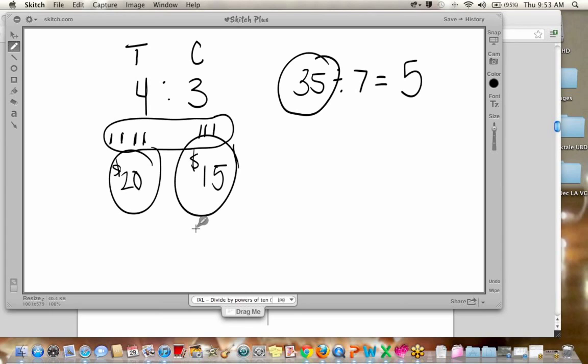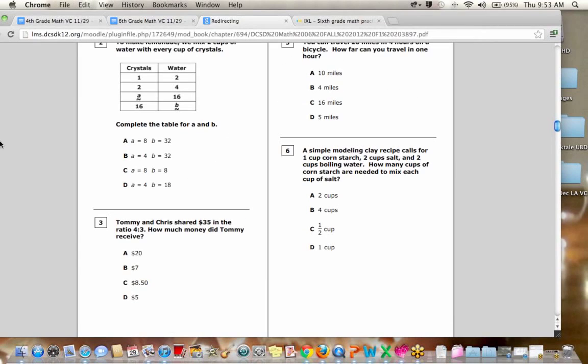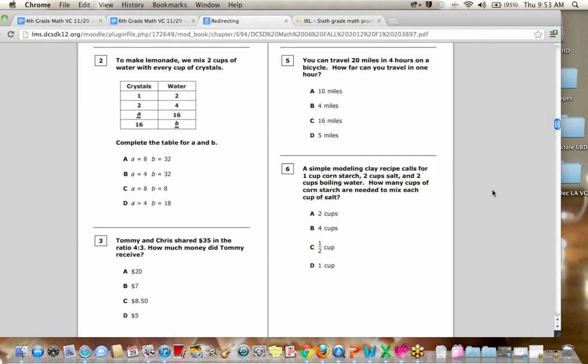Okay. Oh, that's a cute baby, Dakota. Hi, baby Elizabeth. Okay, anyway. All right, going on.